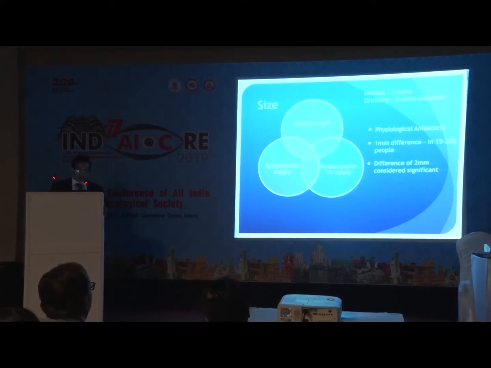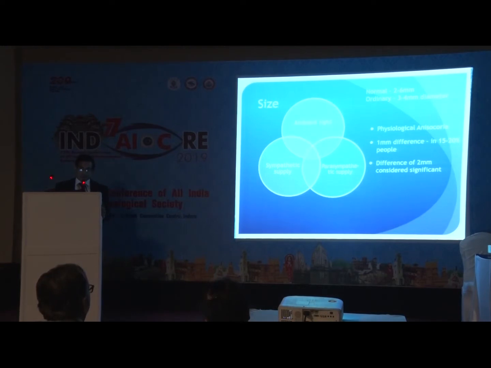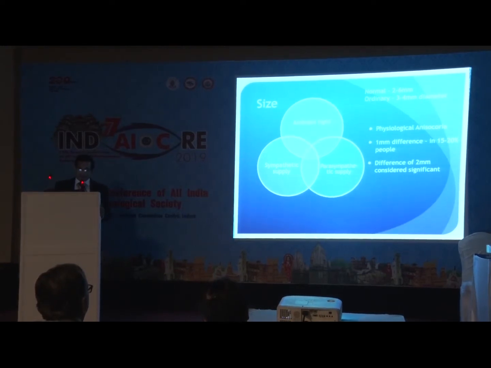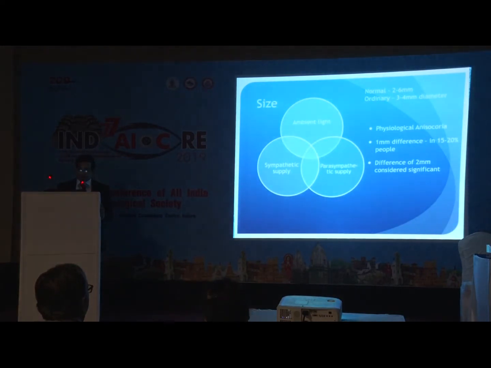The range of pupil size can vary from 2 to 6 millimeters. Usually we find 3 to 4. And there can be physiological anisocoria. A difference of 1 millimeter is seen in up to 20% of people, but a difference of 2 millimeters or more is significant.